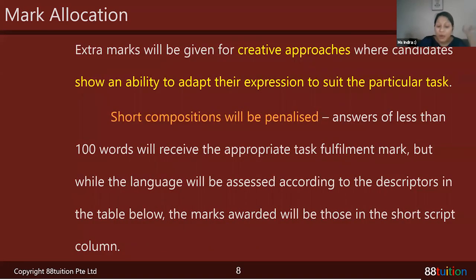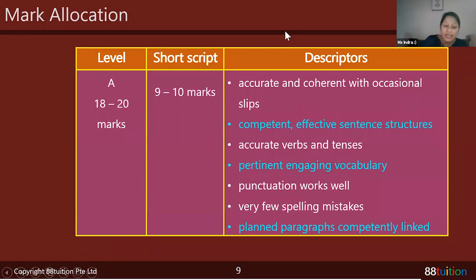Now remember that extra marks will be given for very creative approaches. If you've got ideas that supersede those your peers have, you'll be given more points for that, obviously. You need to be able to show that you can adapt to the different tasks given to you. We have the problem of students writing too few words. If it's less than 100 words, you will be given the short composition kind of score, which is less than the total mark out of 20. You'll realize that if you have the top tier, you get 18 to 20.